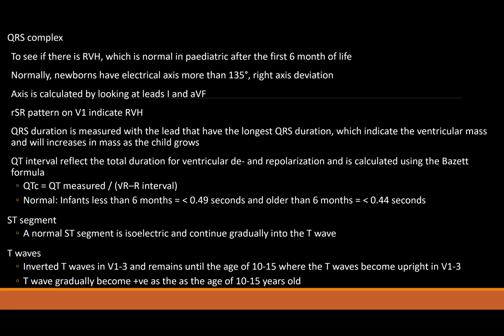This is the formula for the QT interval that reflects the total duration of ventricular depolarization and repolarization, and this is the formula, which we call the Bazett formula. For the ST segment, a normal ST segment is isoelectric and gradually merges into the T wave. The inverted T wave in V1 to V3 remains until the age of 10 to 15 years, when the T wave becomes upright in V1 to V3. Then the T wave gradually becomes positive as the child reaches 10 to 15 years old. Next.